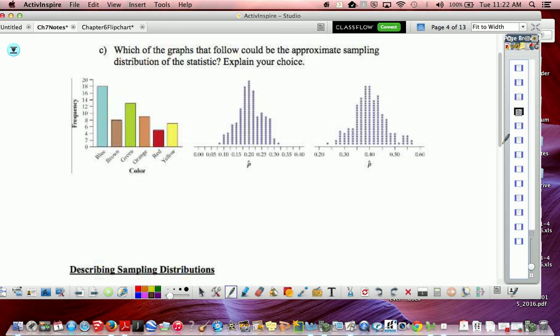Question C says, which of the graphs that follow could be the approximate sampling distribution of our statistic? Our statistic again being p hat, which is the proportion of orange candies. So, could the first one be the approximate sampling distribution?